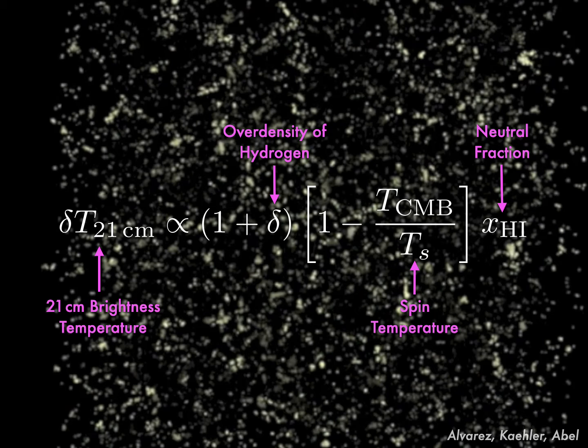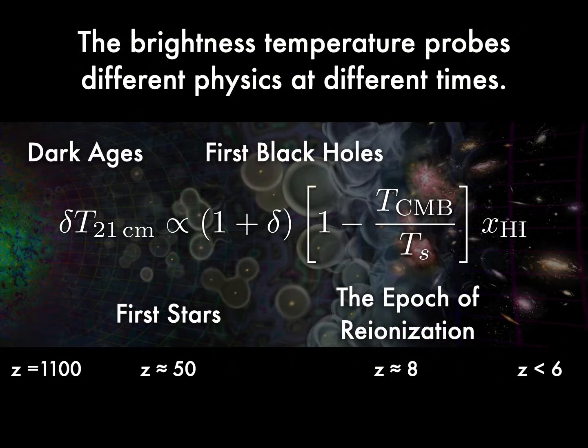And we can think about these different elements that go into the physics of 21 centimeter as roughly mapping to the different ages of the universe that we're interested in. So the dark ages is a time where there's growth of density fluctuations. The first stars and the first black holes will primarily affect that spin temperature by, for example, X-ray heating the gas in the intergalactic medium. And then finally, the epoch of reionization, true to its name, is primarily visible through the ionization fluctuations and the effect on the ionization in the intergalactic medium.